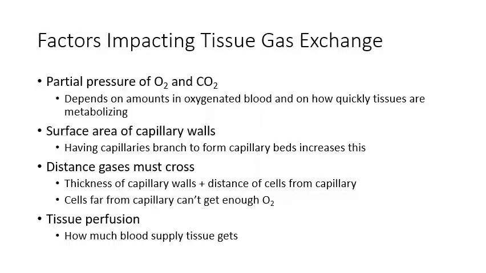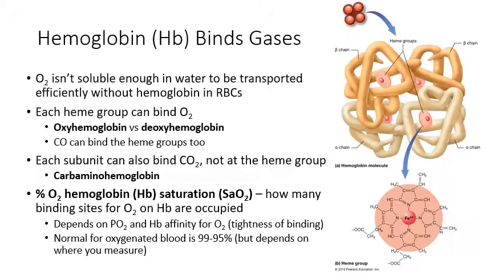Finally, it depends on tissue perfusion, or just how much blood is flowing through the capillary beds that serve that tissue. So how much blood supply is the tissue getting? More blood supply means more gas exchange in general. Now we'll go over the gas transport in the blood, which would actually be occurring in between pulmonary and tissue gas exchange, but we're going to talk about it now. So gas transport in the blood, especially for oxygen, is really relying on hemoglobin, which is that protein that your red blood cells are filled up with, as you remember.